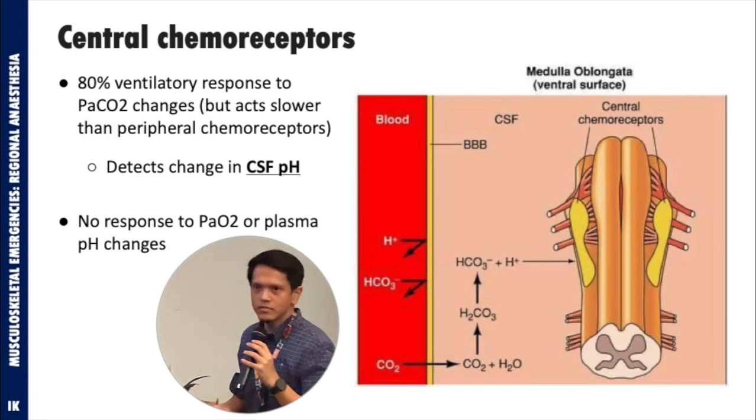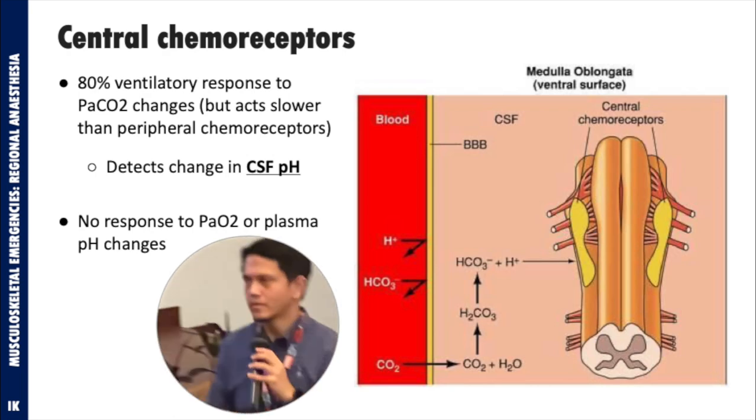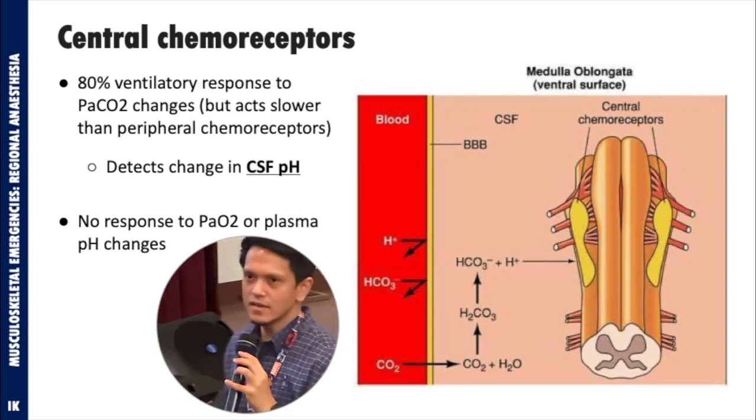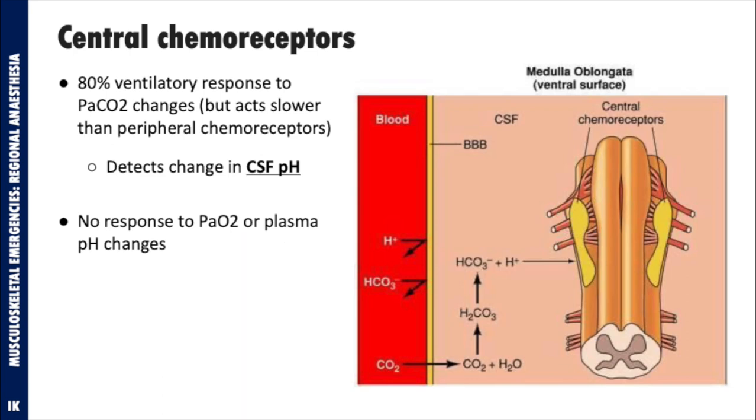So central chemoreceptors are responsible for 80% of the response to CO2. But they're slower. And remember, they detect change in CSF pH. They don't detect PaCO2 directly. That means, as you can see in the picture, the CO2 in the blood needs to diffuse through the blood-brain barrier. It needs to combine and become carbonic acid, then dissociate. So the hydrogen ion will reduce the CSF pH. And that is what is sensed by the central chemoreceptor. So it means it cannot detect hydrogen ion directly. It cannot detect plasma pH, acidosis.